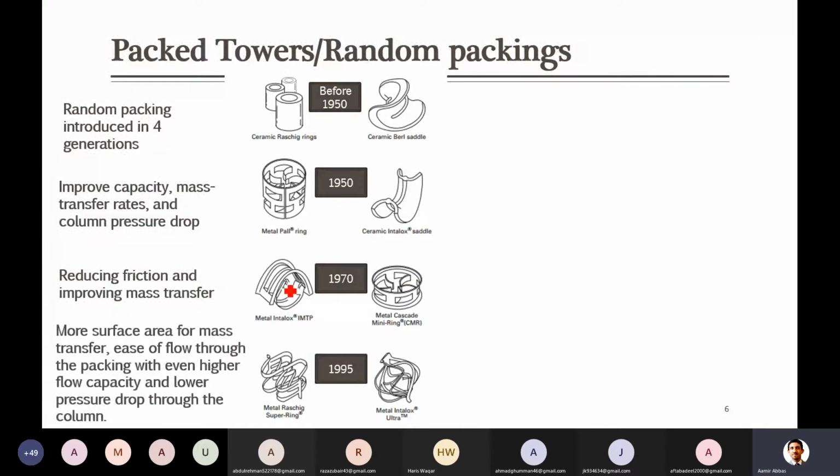And they were further opened, more opened, and they were introduced in 1950. They were called metal Raschig super ring and metal intalox ultra, and more surface area was available in this case, because you are opening this more. So when you are opening this more, there are more surfaces available for the liquid to flow, as well as for the vapor to come in contact with that liquid. So here the ease of flow was increased, and definitely pressure drop was decreased through the column.